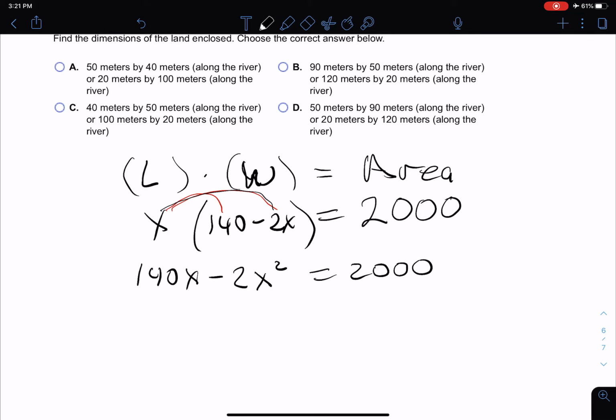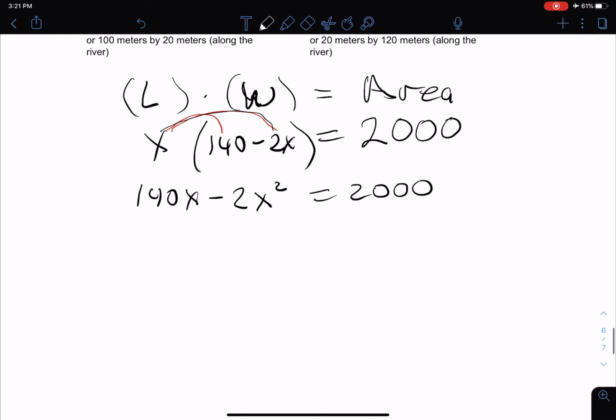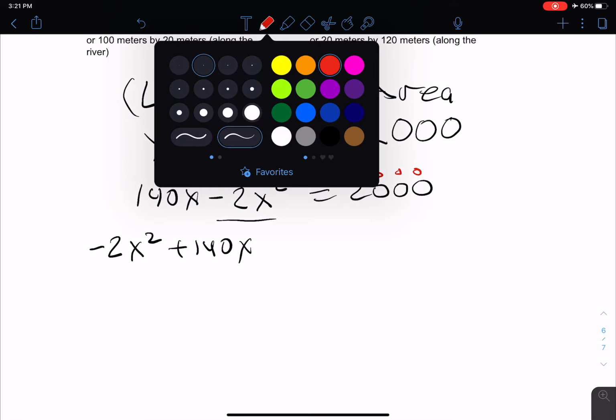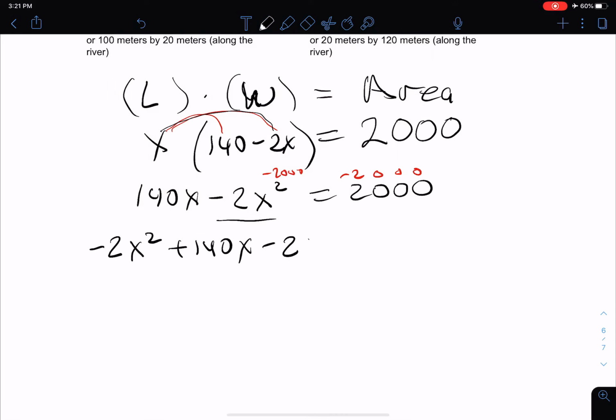Let's get this in the proper form, right? That is, subtract 2,000 from both sides. Let's also put our leading coefficient of negative 2x squared up front. So negative 2x squared plus 140x. And then, maybe I should have shown a little more here. Subtract 2,000 off of both sides, right? And when you do that, that minus 2,000 shows up on the left-hand side of the equal sign. And that's what we've got.